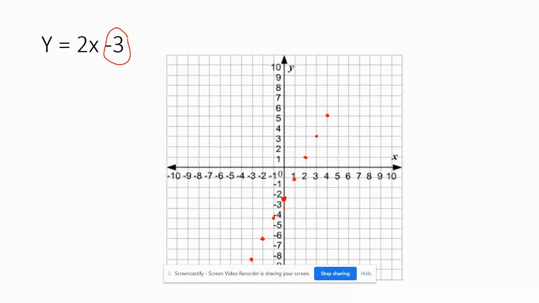Try to connect those points, and your line should look something like that. So this is the function for this.